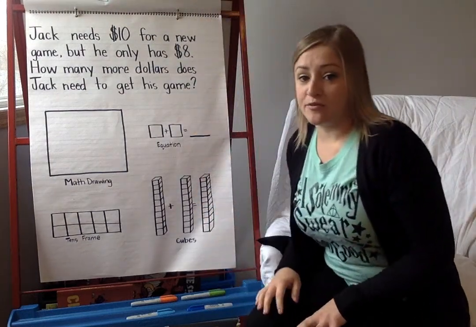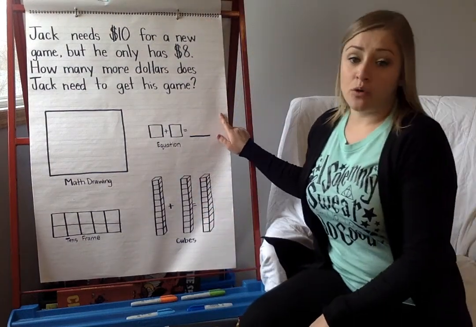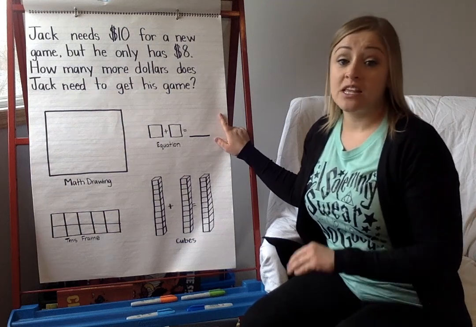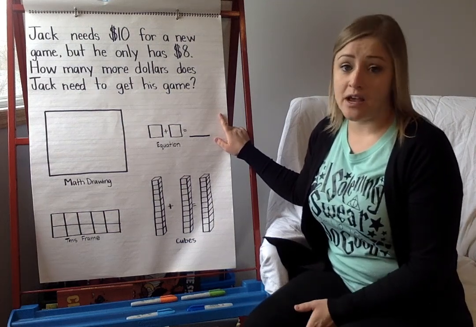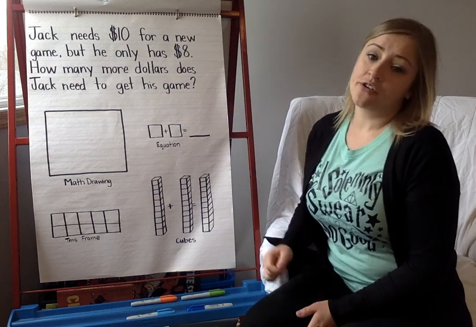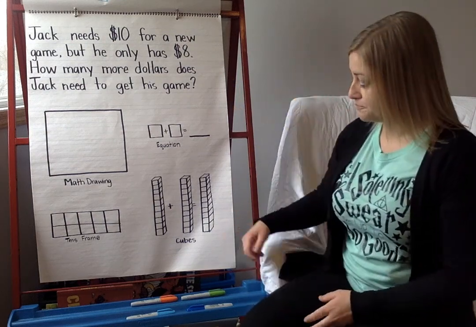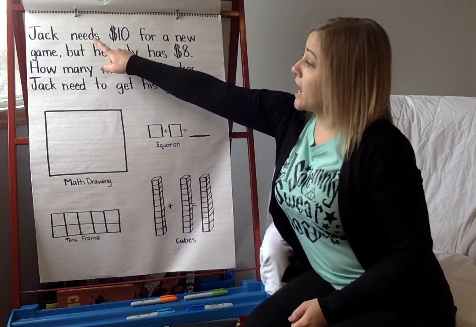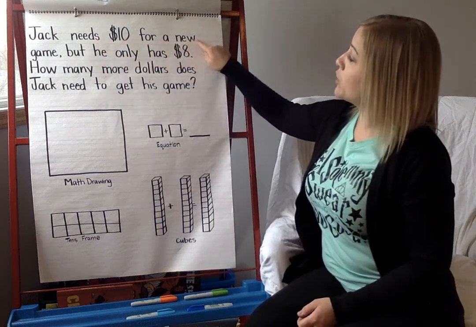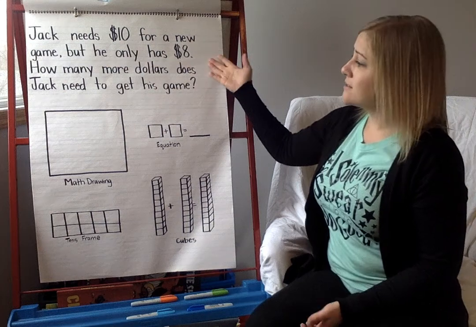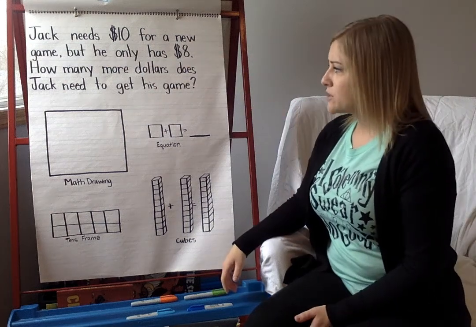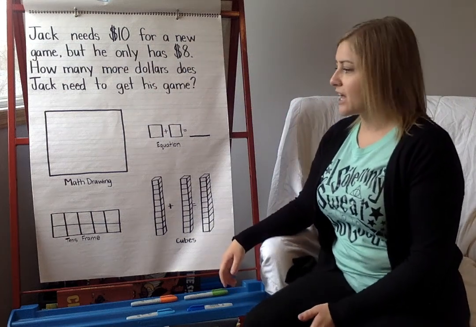we have a different type of story problem. In this story problem, we are given the total, the final answer, and one other number. So we are looking for the missing partner in this story problem. Jack needs $10 for a new game, but he only has $8. How many more dollars does Jack need to get his game?